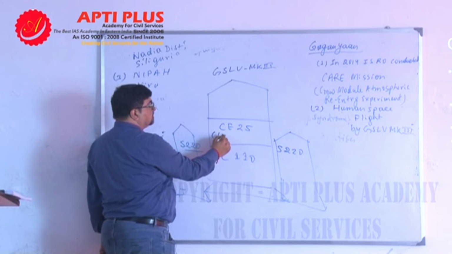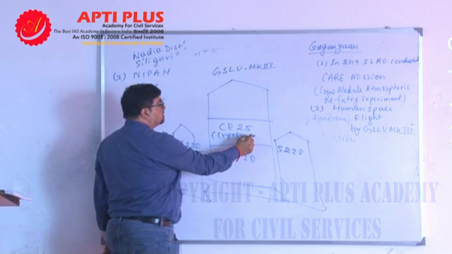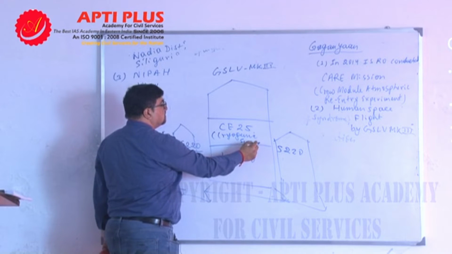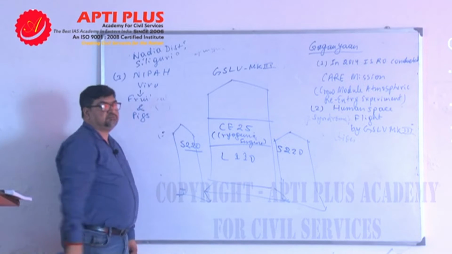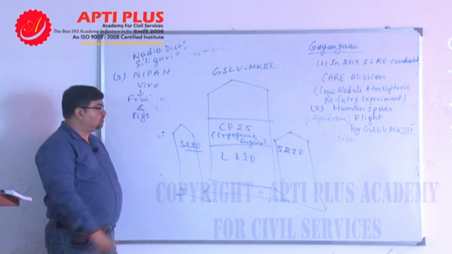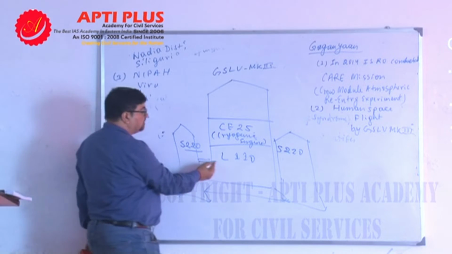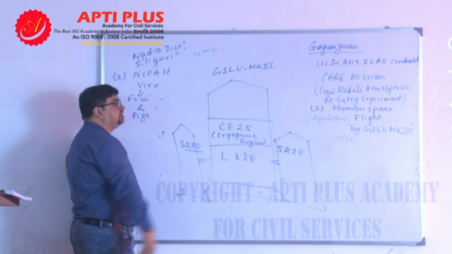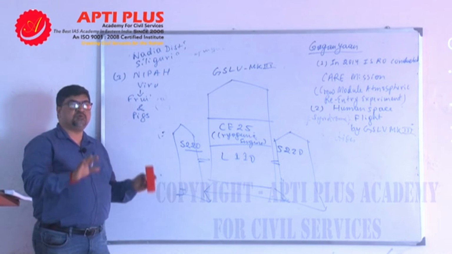This cryogenic engine is the indigenous cryogenic engine that India has developed after technology transfer from Russia. So this is the design of the Mark 3 version. See, Mark 2 and Mark 3 are very different. Mark 3 is a very different type of rocket.